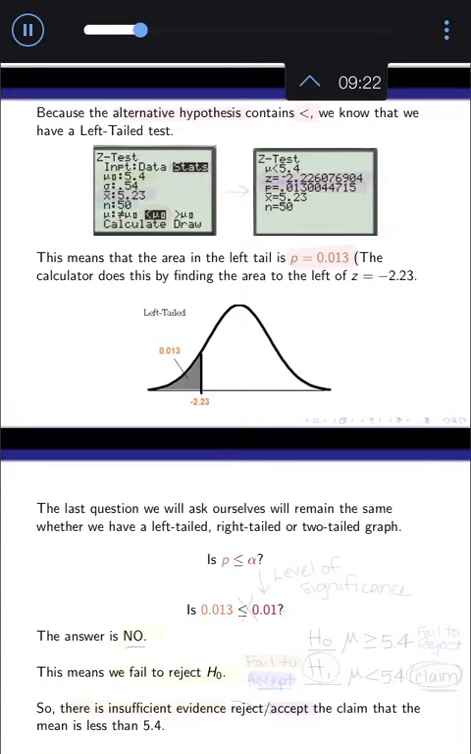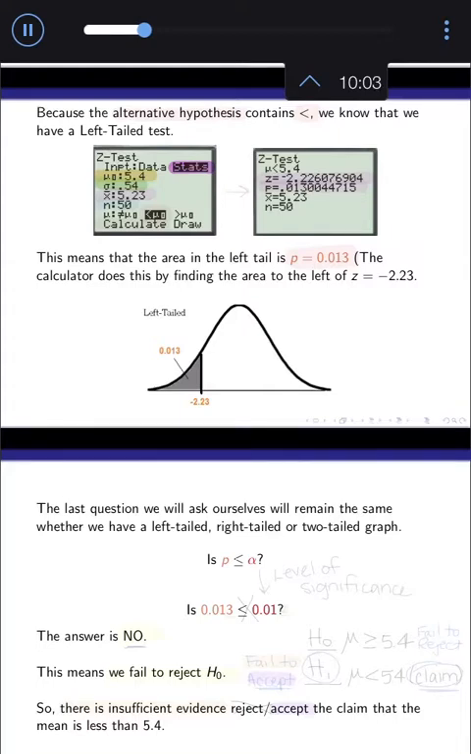So we'll pull up the z-test and we'll make sure that we choose the option stats because we do not have a data set. Well, the first piece of information they want us to input is mu naught, which is the mean from our claim. Well, they claimed that the mean was less than 5.4, so we're going to input 5.4 as our mu zero or mu naught. Next, they want to know what is sigma, our population standard deviation. Well, according to the problem, that was 0.54, so we can enter that.